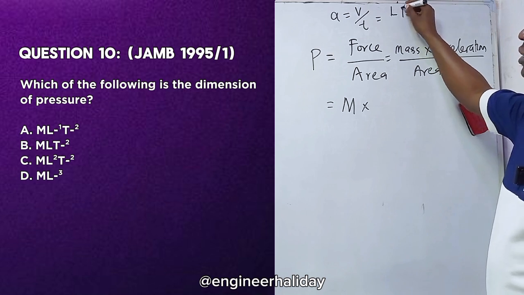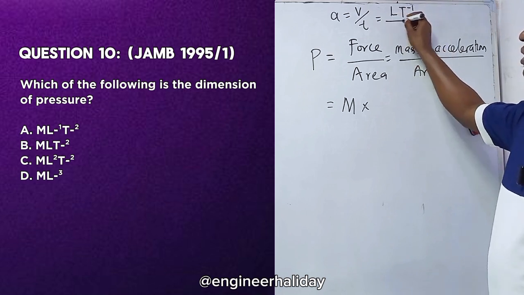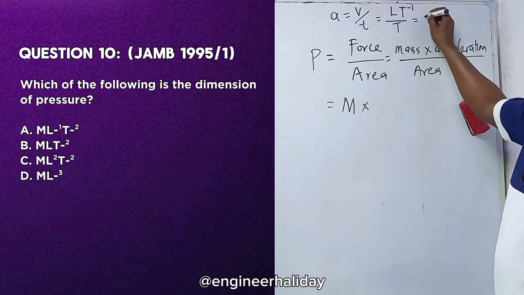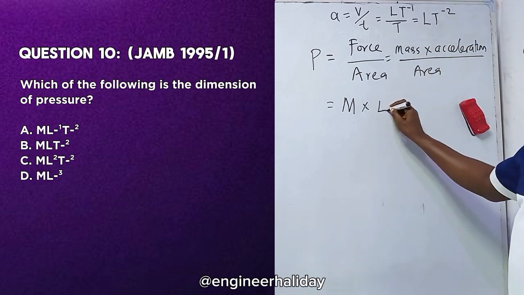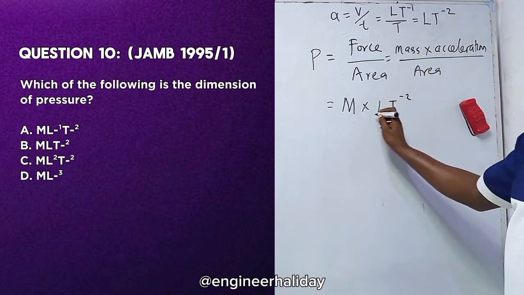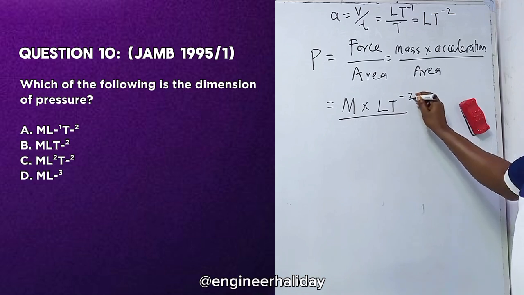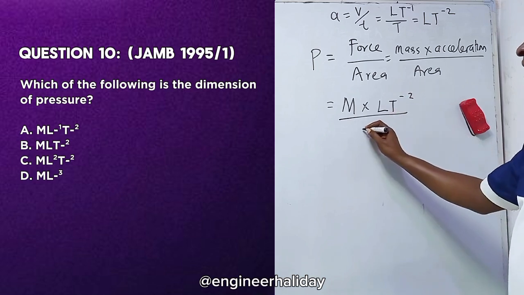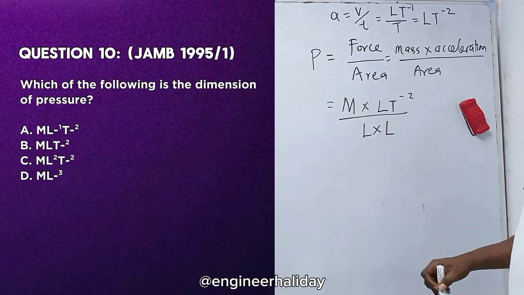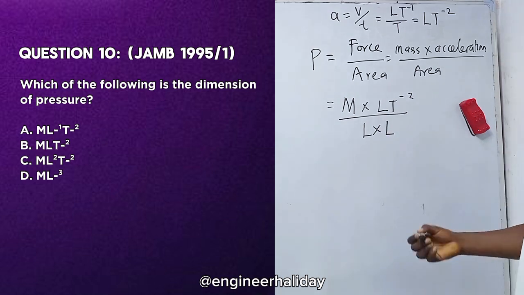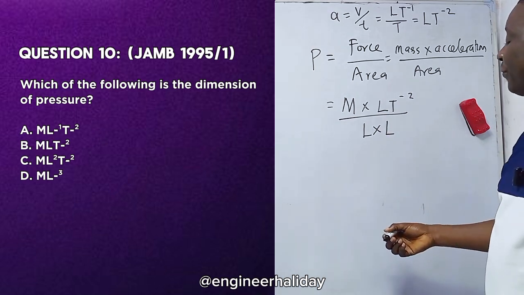Displacement over time, which is LT^-1. Divided by t, which is the same thing as LT^-2, is acceleration. So I will have LT^-2 as acceleration. Then divide by area. Area is length times breadth, which is L times L. Length has the dimension of L, and breadth has the dimension of L.